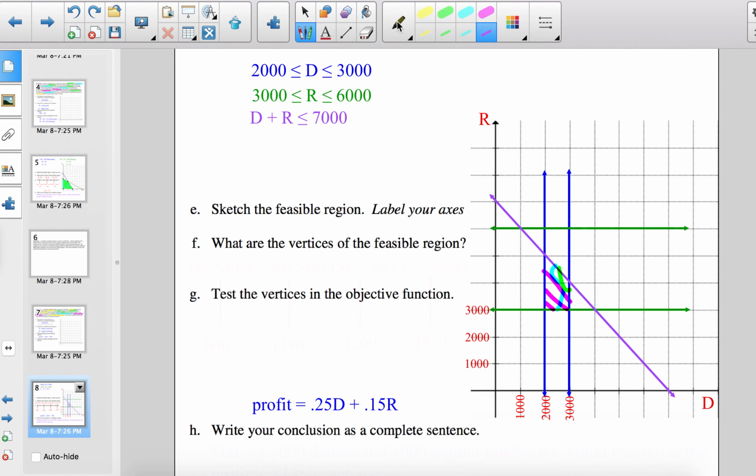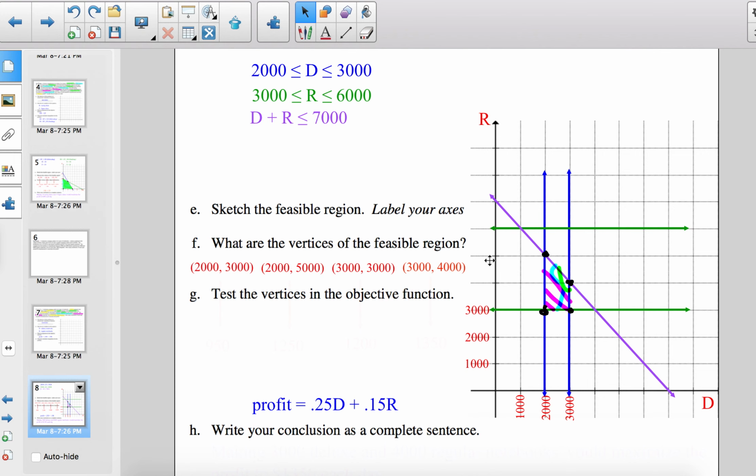Okay. So the vertices, there's 4 of them. So I have 2,000, 3,000 right there. 3,000 comma 3,000, 3,000 comma 4,000, and 2,000 comma 5,000. 4 corners. Let's see what I got there. There they are. Whew. Those are my 4 corners. So almost there, the last step, we are going to test the vertices in our objective function. So here's my objective function again, it's my profit function. So I'm going to go 2,000 times 0.25 plus 3,000 times 0.15. Okay, so I will do that for all 4 of them.